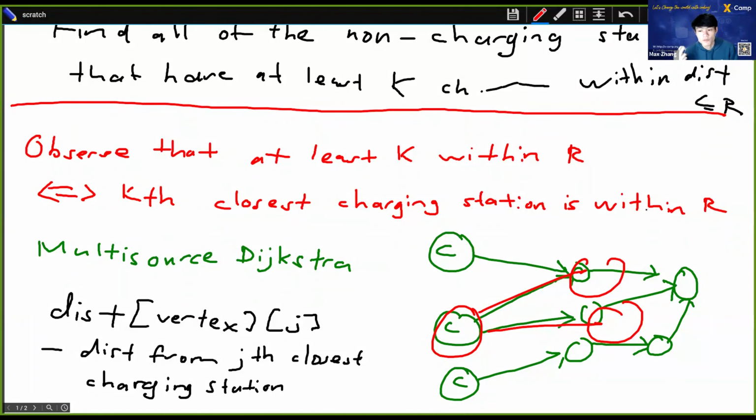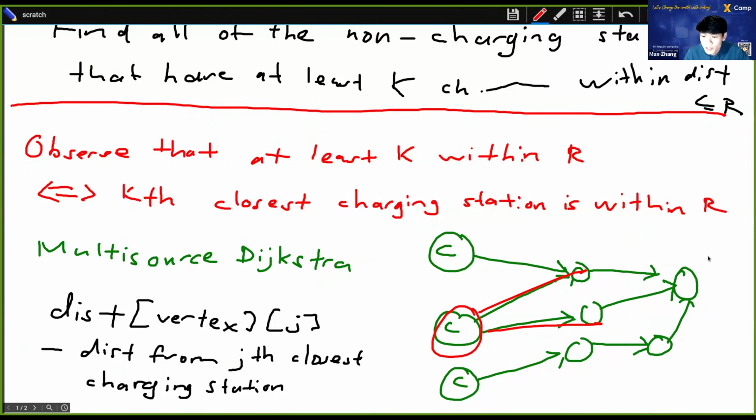A charging station may be able to reach a vertex with two different distances that are both the shortest, or both the shortest and the second shortest. We don't want to count the second shortest as from the same charging station. It should be the k shortest from distinct charging stations. So we don't update a vertex if we've already visited it from that same source charging station with a shorter distance. But as long as we put that condition in, we just update in the exact same way.